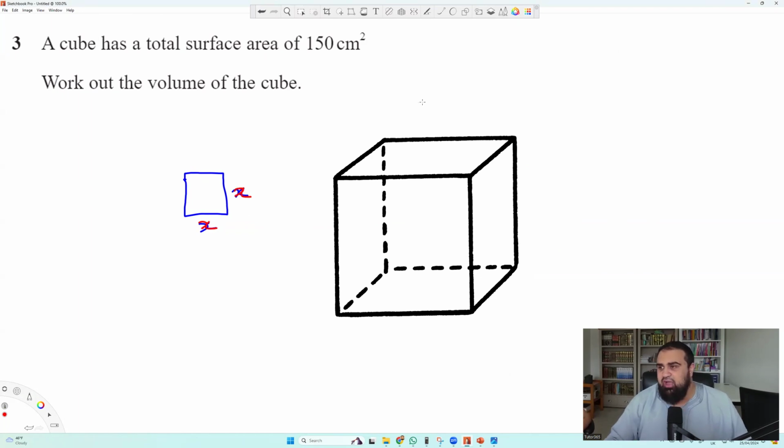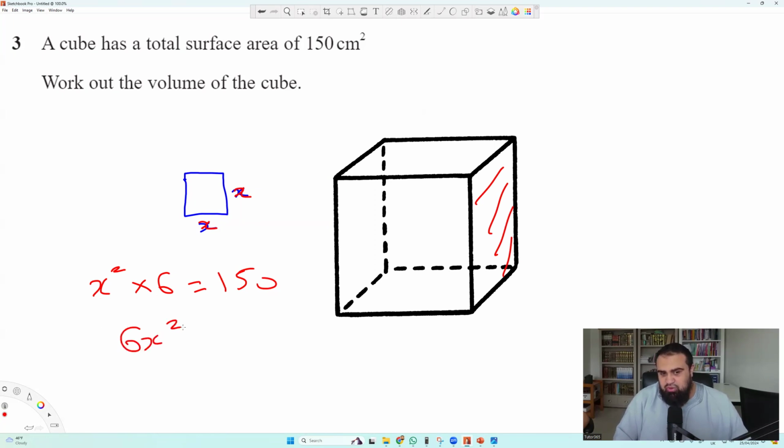Now, how do you work out the surface area of a cube? Well, you get the area of one face and you just times it by 6 faces. So the area of one face will be x times x, which is x squared. Then you times that by 6, and once you do that, you get the whole surface area, which is 150. So 6 times x squared gives you 6x squared. Now it's just a case of solving this.